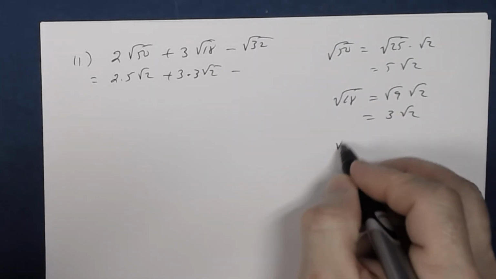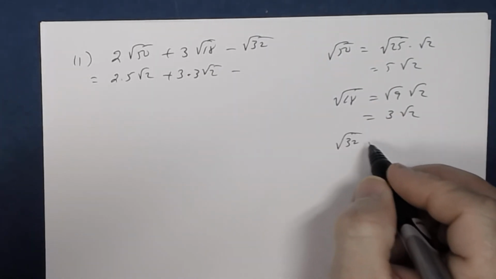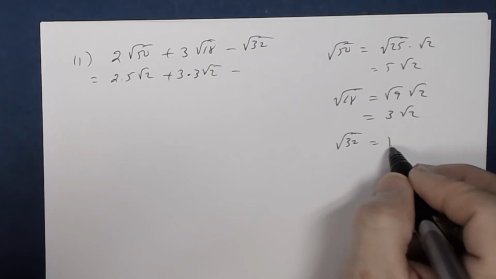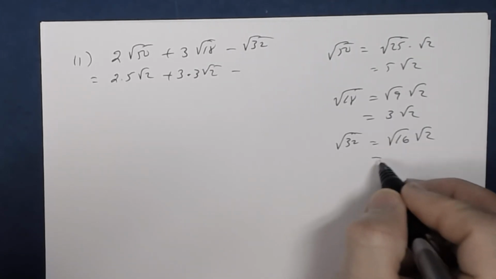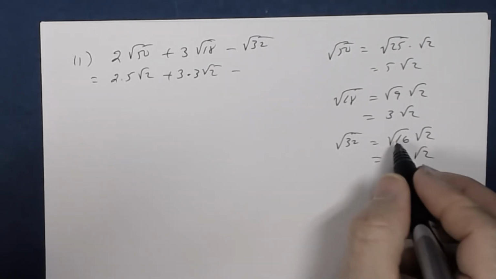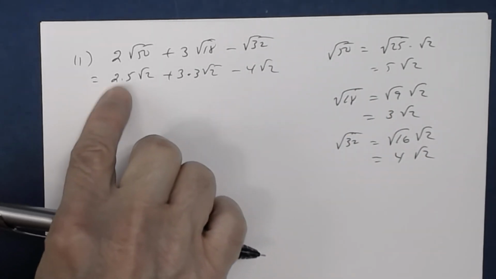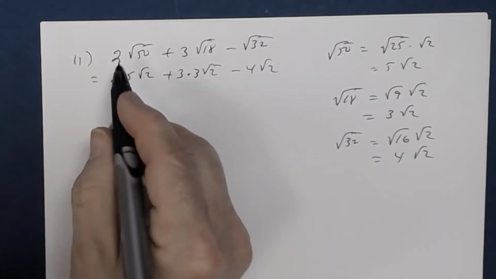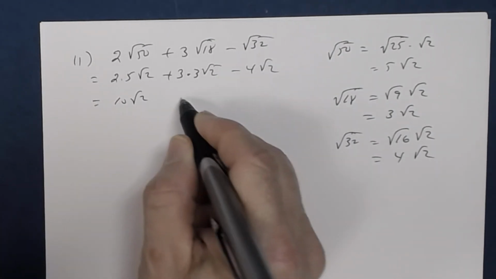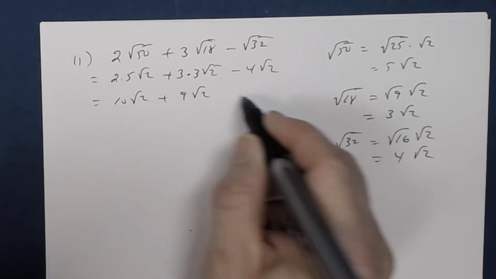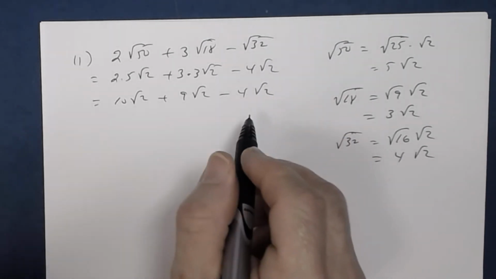Minus, and then let's look at the square root of 32. The largest perfect square that goes into 32 is 16. So it'll be the square root of 16 times the square root of 2. Square root of 16 is 4, so that's 4 square root of 2. And then 2 times 5, let's go ahead and simplify even further. 2 times 5 is 10, so that's 10 square root of 2's over here. This is 9 square root of 2's, and this is minus 4 square root of 2's.